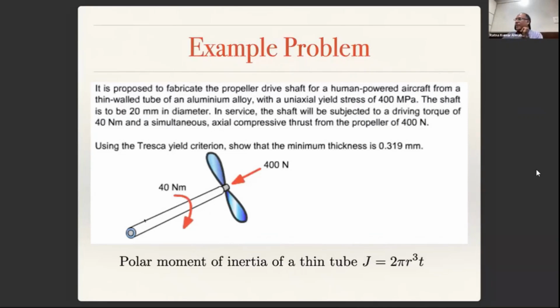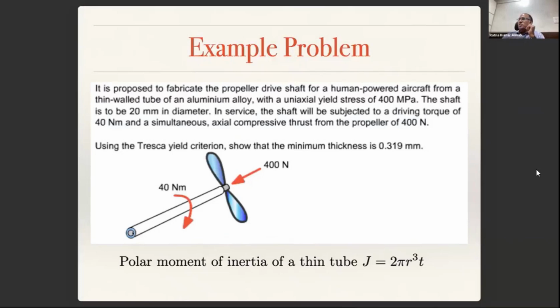So here what we have is a propeller drive shaft of an aircraft, wherein you rotate this propeller and there will be a torque applied on it. That torque is 40 Newton meter. And because of the propeller thrust, there will be an axial force on this. That means it is a combined stress problem. Because of the 400 newtons force, you will generate axial stress, that is normal stress. Because of the torque, you will generate shear stress, right? So you have a combined stress state.